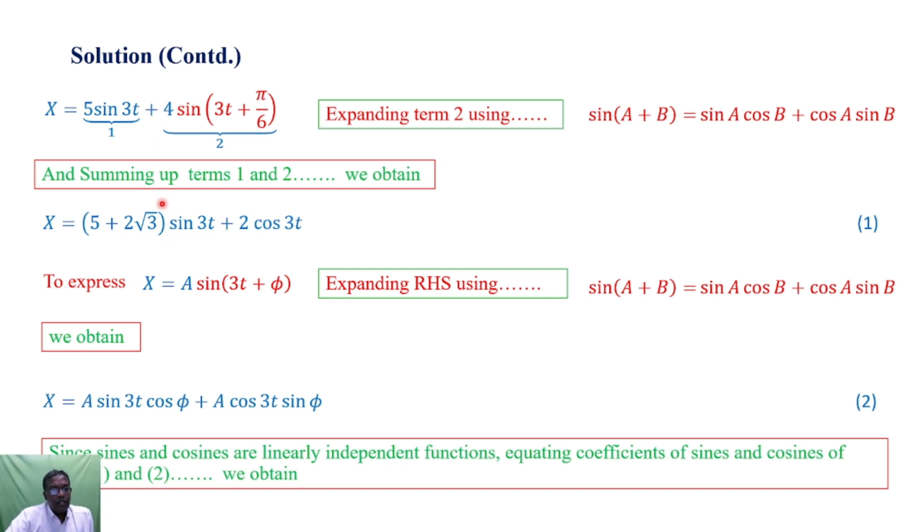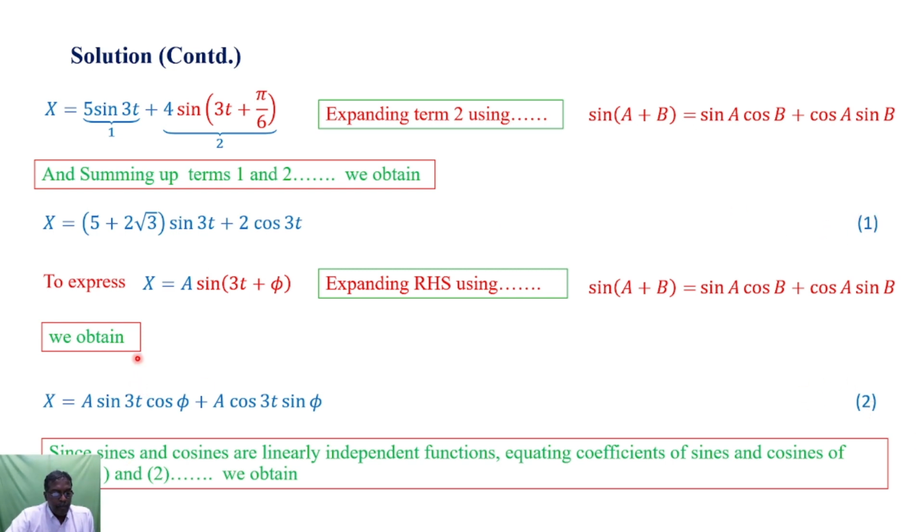This is the original displacement equation, which is rewritten here using the expanded form of sin(a plus b). Now my objective is to write this x in the form A sin(3t plus phi). Once again I expand the right hand side of this equation using the same trigonometric identity, sin(a plus b). I obtain x equal to A sin 3t cos phi plus A cos 3t sin phi. There are two equations. Equation 1 is obtained from the given equations x1 and x2, where x is equal to x1 plus x2. I have expanded term 2 using this trigonometric identity, and I obtained equation 1.